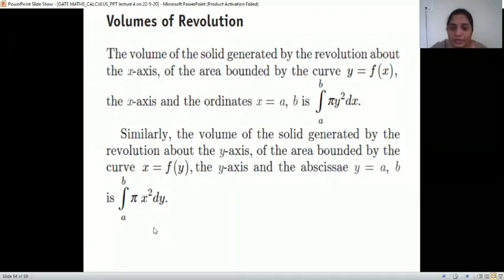Remember, if it is x is a to b and the curve is y is f of x, then it is pi y square dx from a to b. And if it is x is f of y curve and y limits are a to b, then it is integration from a to b of pi x square dy.